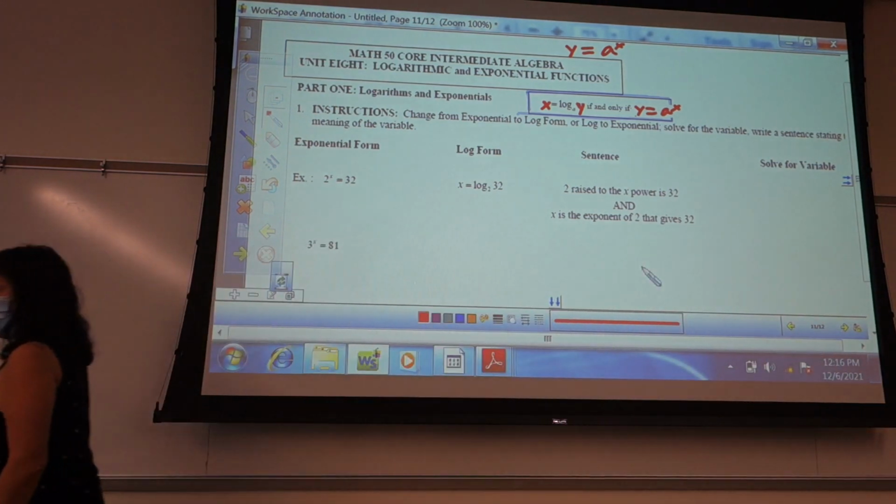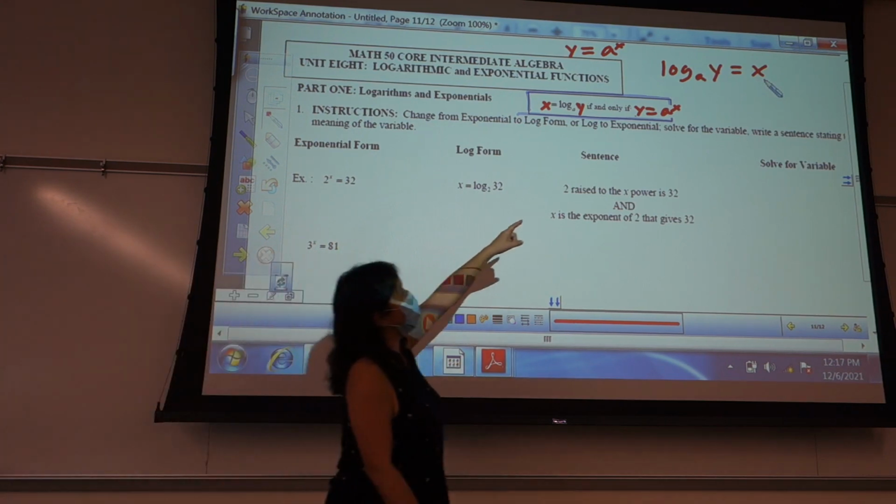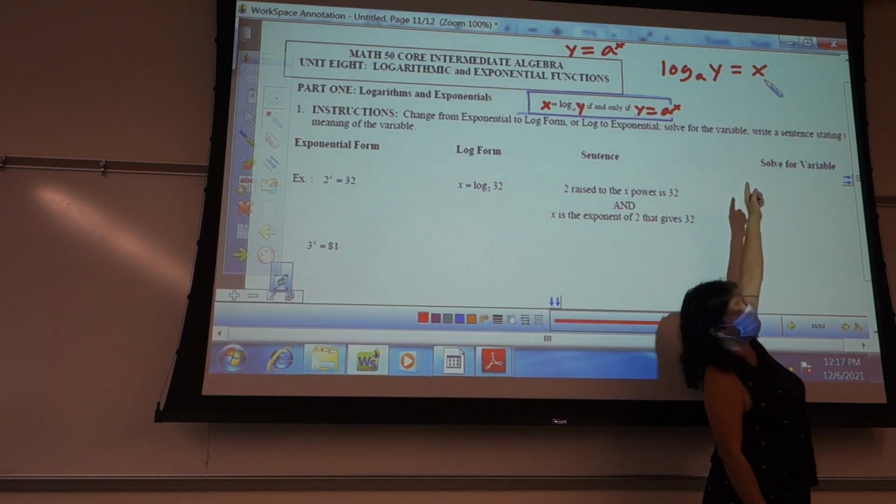So the log works like this. Just take a second, take a deep breath in, let it out, and focus on this for 30 seconds. You'll pick up how these logs work, it'll be fine. You just have to remember these pieces. The log, we have the base a, remember it's always lower, of my answer equals my exponent. So it's saying, what's the exponent on the base a to get the answer y?